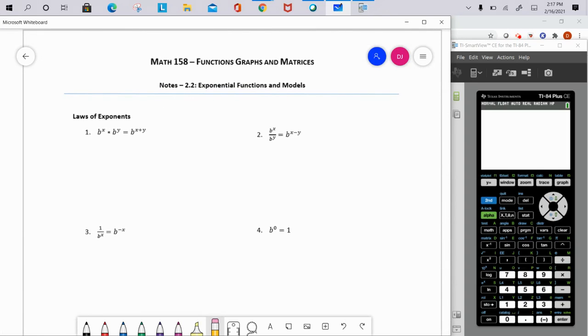All right, welcome to Math 158, Functions, Graphs, and Matrices. We're going to look at section 2.2, Exponential Functions and Models.